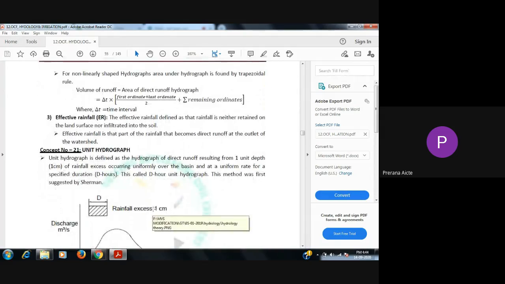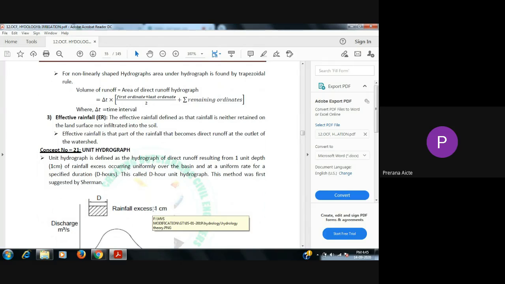Now the trapezoidal rule. You know the area of a trapezoid is half H times A plus B. Volume of runoff equals the area of the direct runoff hydrograph. What is B here? It is delta T. And H are the two ordinates. So first ordinate plus last ordinate divided by 2, plus the sum of the remaining ordinates, gives the volume of runoff, where delta T equals the time interval. What is meant by time interval? If you observe 1 hour, 2 hours, 3 hours, the delta time is the time interval only, not the full time.